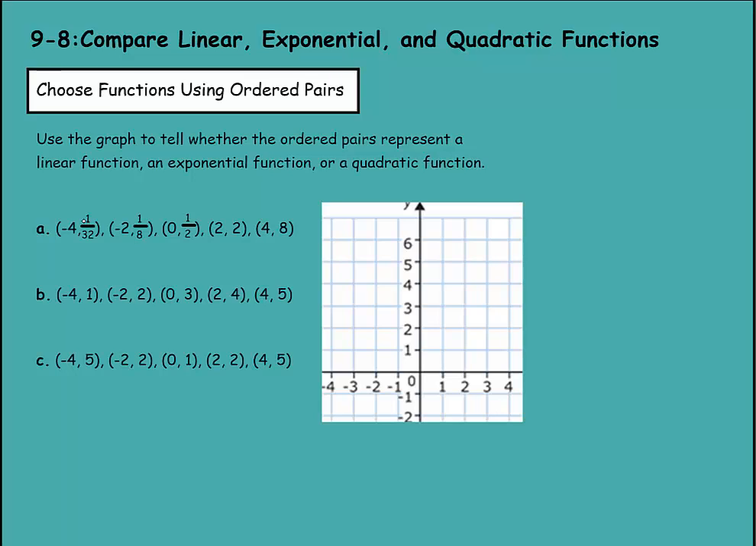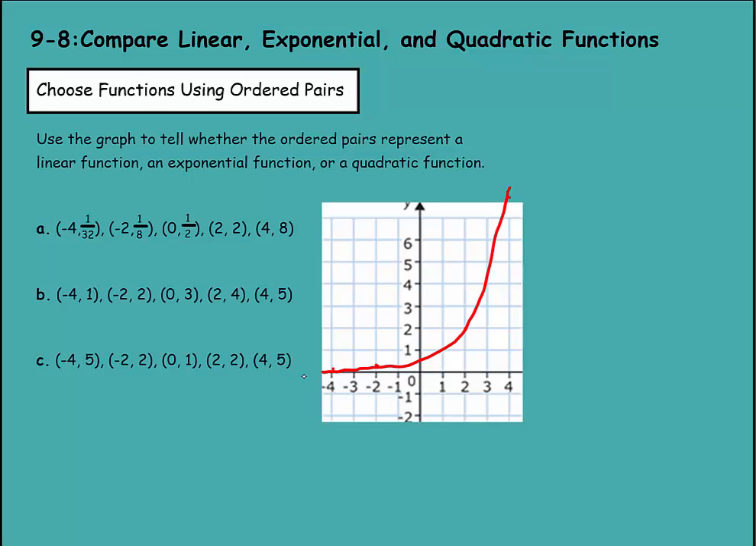We have negative 4 and 1 over 32. So if I go to negative 4 and try to plot out positive 1 over 32, really close to 0. We have negative 2 and 1/8, so just a little bit higher. 0 and 1/2. 2 and 2. And then 4 and 8, which would be way up here. So if I draw a line connecting these points to the best of my ability, that's the line I get.